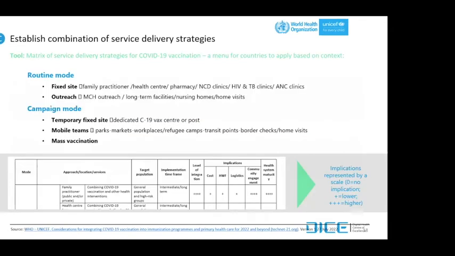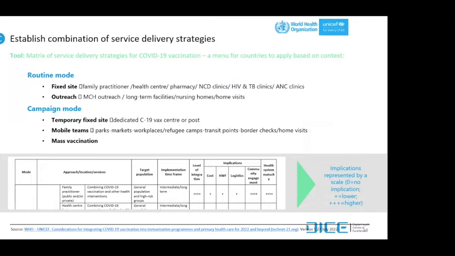C, establish a combination of service delivery strategies. So where could COVID vaccines be delivered? It could be in a routine mode, with the idea that we move from mass vaccination campaigns to the health facilities. It could be in a fixed site or as an outreach. A fixed site doesn't need to be only health facilities. It could also be in pharmacies, non-communicable disease clinics, HIV and TB clinics, ANC.